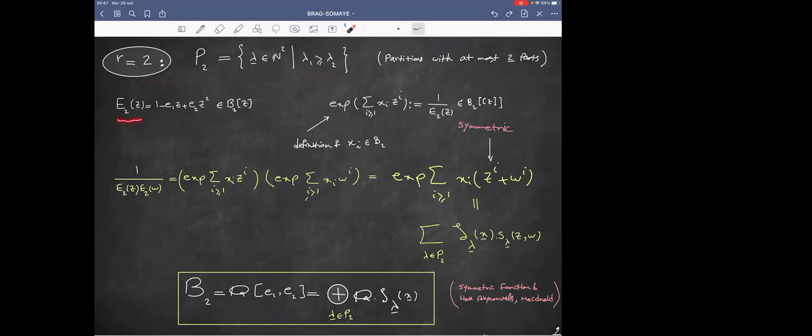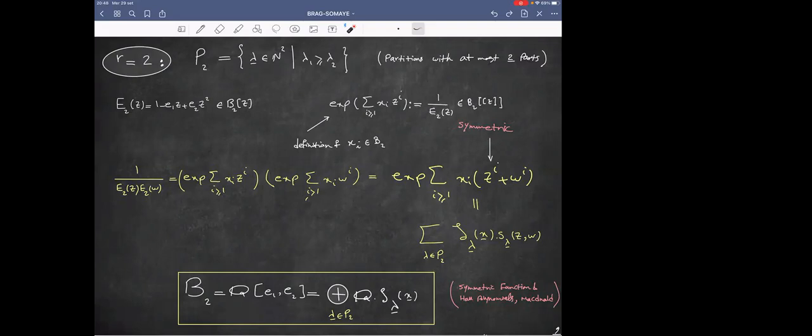Then I introduced the generic monic polynomial E(z), which is 1 minus E1 z plus E2 z squared. And as we did in the case R equal to 1, we define the indeterminates x_i's through this equation. But the difference is that in this case, x1 and x2 are algebraically independent, and the other x_i's, x3, x4, etc., are explicit polynomials in x1 and x2.